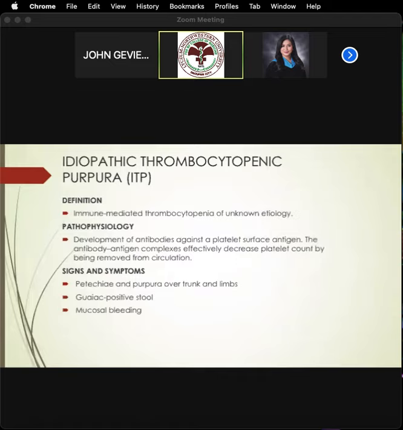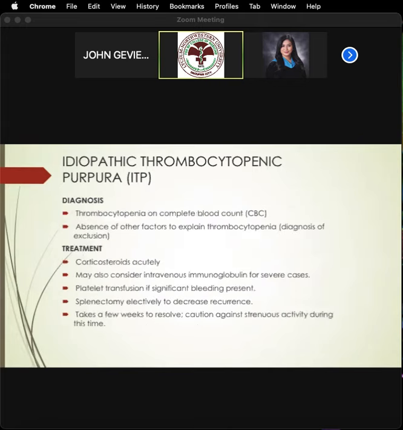ITP, or idiopathic thrombocytopenic purpura. The etiology is unknown. The signs and symptoms are petechiae, purpura over trunk and limbs, and guaiac-positive stool due to mucosal bleeding. The diagnosis is through a complete blood count, which reveals thrombocytopenia. The treatment: you could give corticosteroid, and intravenous immunoglobulin for severe cases.